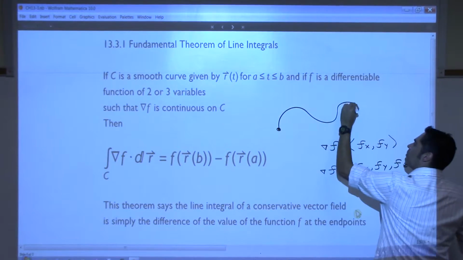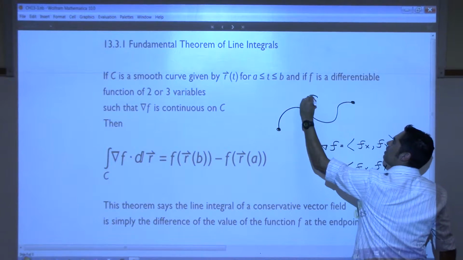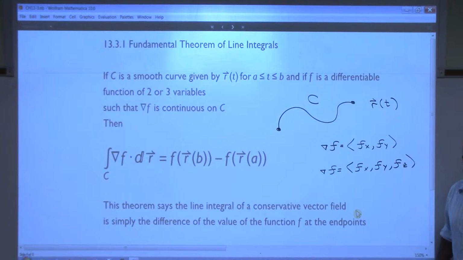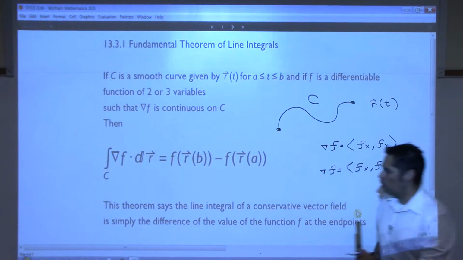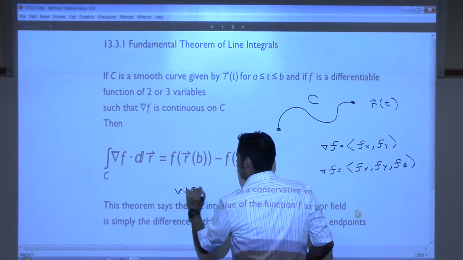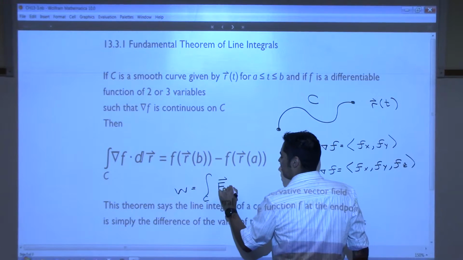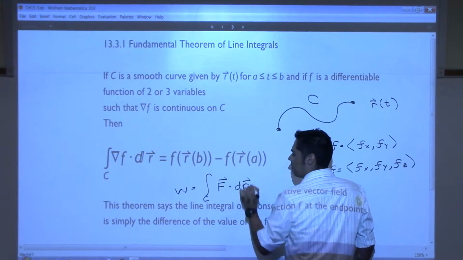We have some curve, right? This might be in two-dimensional or three-dimensional space. R of t draws that curve, right? Then if I asked us to find the work done, we did this last class, work was defined to be the line integral over the curve C of the vector field dot dr. Remember that from last class?